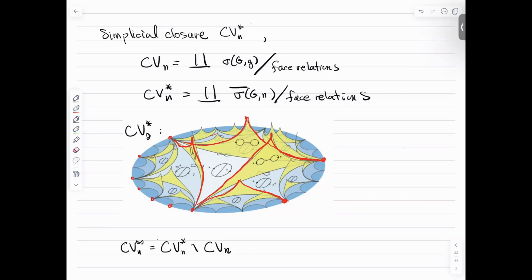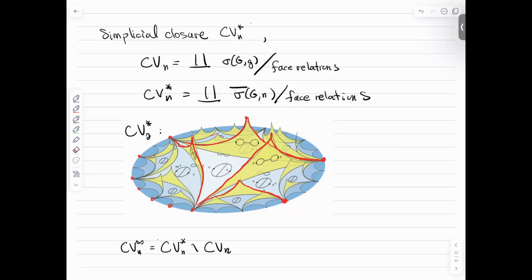Right, so I want to remind you of what we did last hour. This is a picture of the simplicial closure of outer space. And the red stuff is the stuff that's not in outer space, but it's in infinity. And so I call that CD infinity. It's the simplicial closure minus the interior clouds.